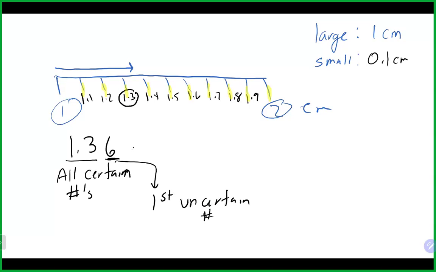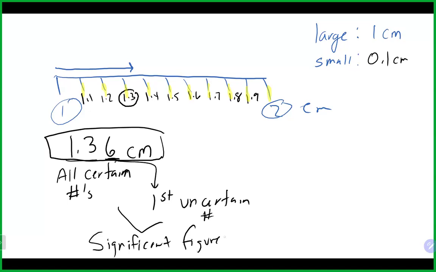We should also always record our units. And this would be the proper way to take this reading, which is 1.36 centimeters. You always want to record all of the certain numbers plus the very first uncertain number. When you do that, by the way, you record all the certain numbers and that first uncertain number, that really is what significant figures is.